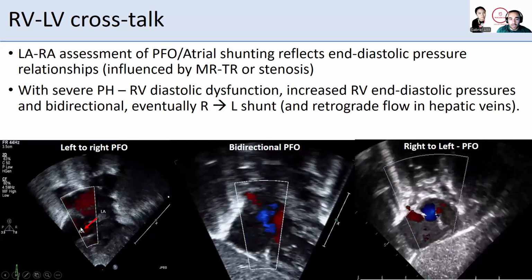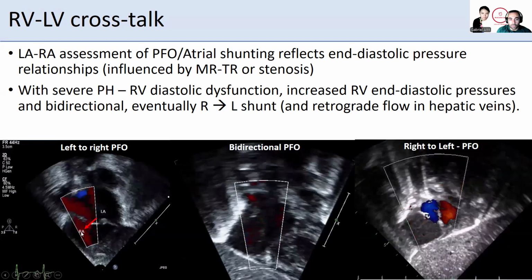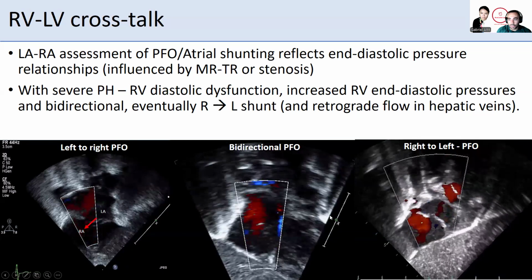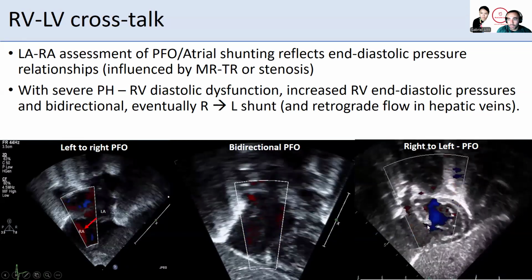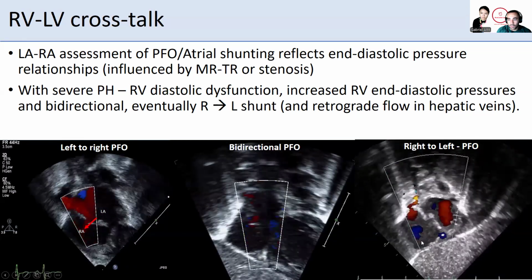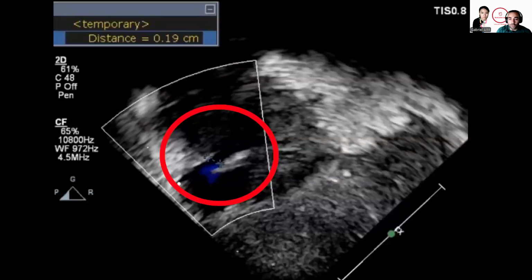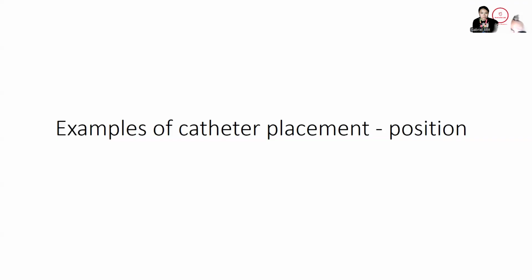So if it's like this, it's left to right. So blood flow going towards the probe, left to right. If it's blue and red, it's bidirectional. And if it's completely blue, it's going away from the probe and it's going from the right to left atrium. We can use these views to measure the interatrial shunt, but that's for more advanced application.